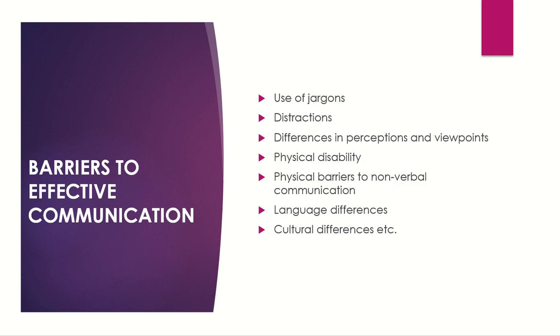Let's look at the barriers that can occur towards effective communication. What are the barriers that can come up and make the other person that you're communicating to not understand you? Number one is use of jargons. What are jargons? You're using words that are not easy to understand, maybe slangs, and the other person is really struggling to understand.